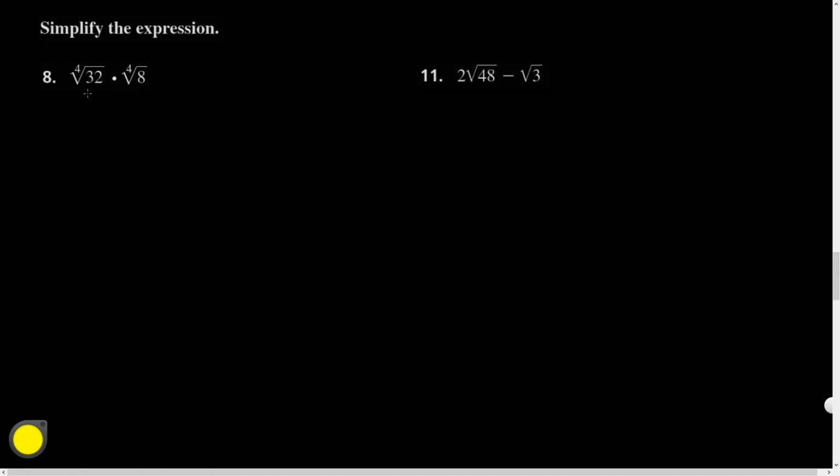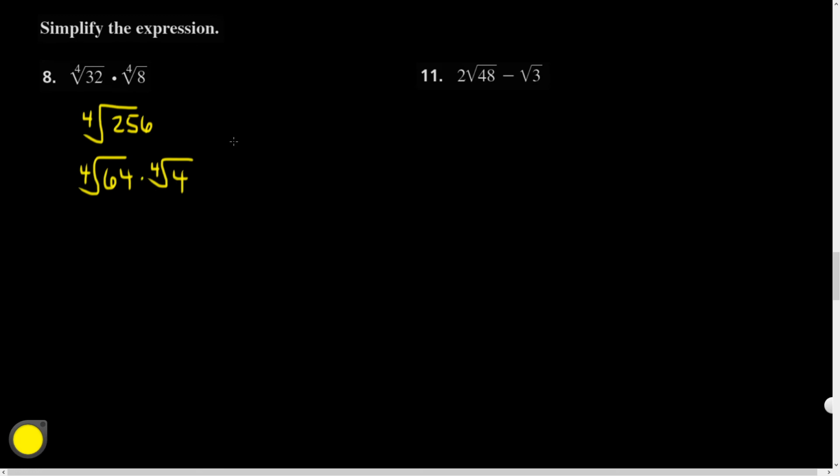Okay, simplify the expression. 4th root times 4th root. Let's combine those. 32 times 8 is 256. What's the largest perfect fourth? 64 is, I think? Yes. So yeah, the 4th root of 64 times the 4th root of 4, because 256 divided by that is that.